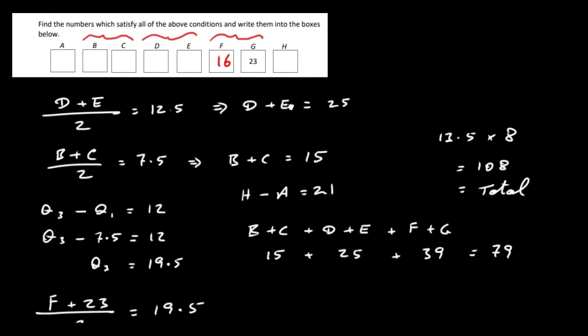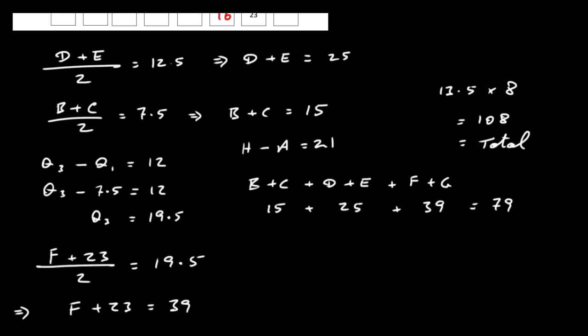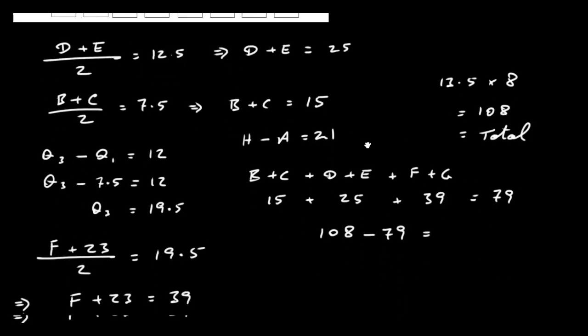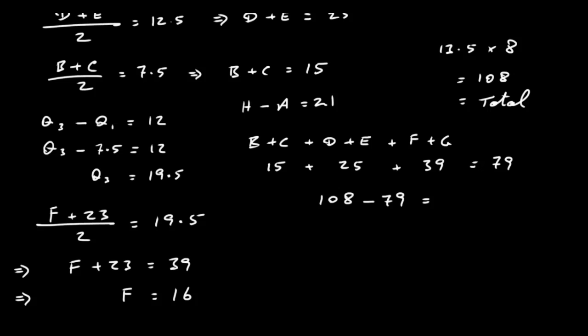So now what I can do is say 108 minus 79 is going to be equal to what we get when we add H and A, because we've added all of these up. We know that they all, from A up to H, is 108. So if we subtract all of these added from 108, that'll give us H plus A. 108 minus 79 is 29. And that's equal to A plus H.